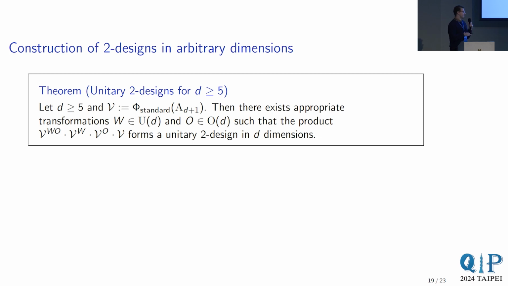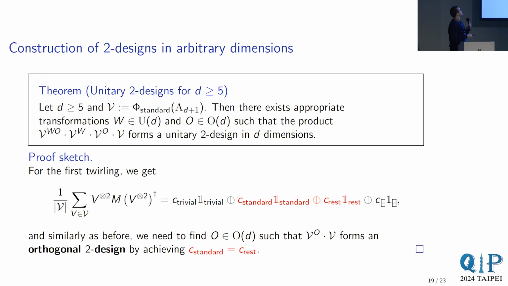And then, if we have an orthogonal 2 design, then we automatically get a unitary 2 design. So the proof goes as follows: we do the first twirling, then we get, with the standard representation of the alternating group here, 4 components. And similarly as before, we need to find an orthogonal transformation O such that V conjugated by O times V forms an orthogonal 2 design by achieving that the coefficients will be equal.